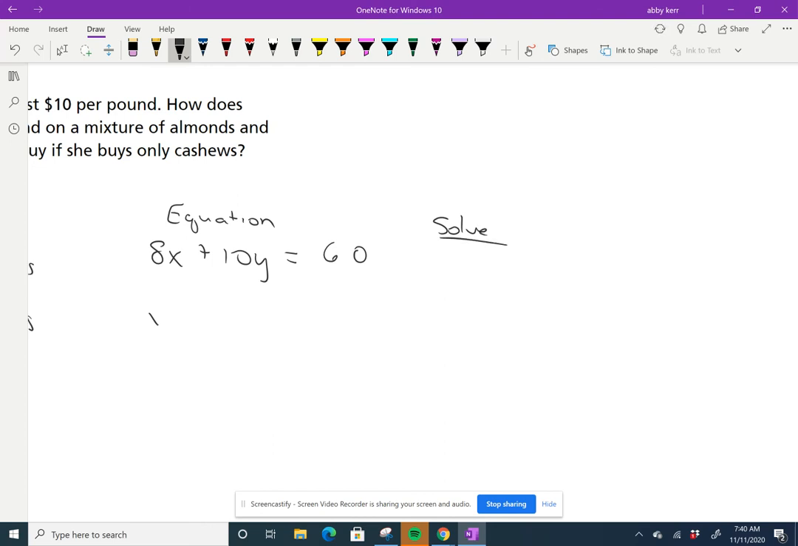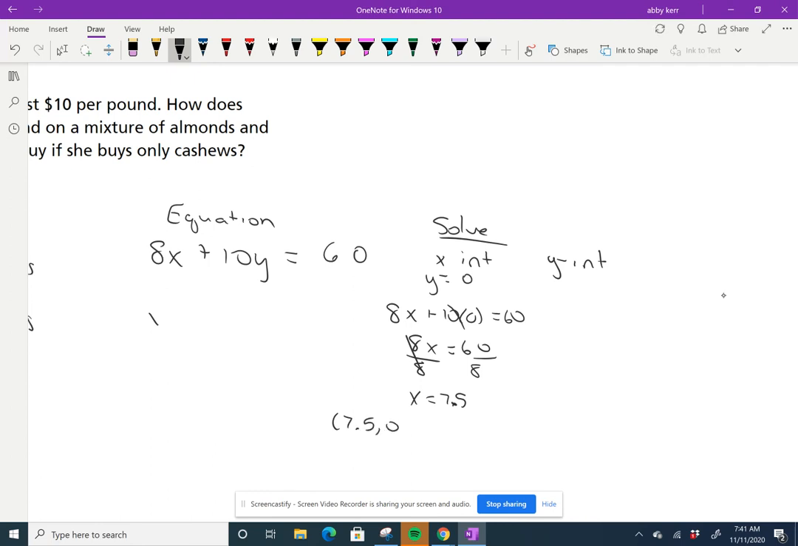Solving in standard form is going to look slightly different because we have to find the x-intercept and then the y-intercept. So x-intercept is when y equals 0, so we're going to have 8x plus 10y, but instead of y we're going to put 0. So then we have 8x equals 60. Divide by 8, divide by 8. And then we're going to have 7.5 pounds. So that combination is 7.5, 0.